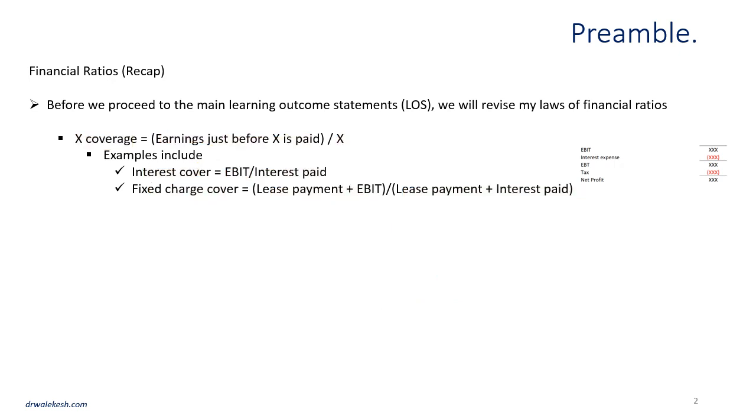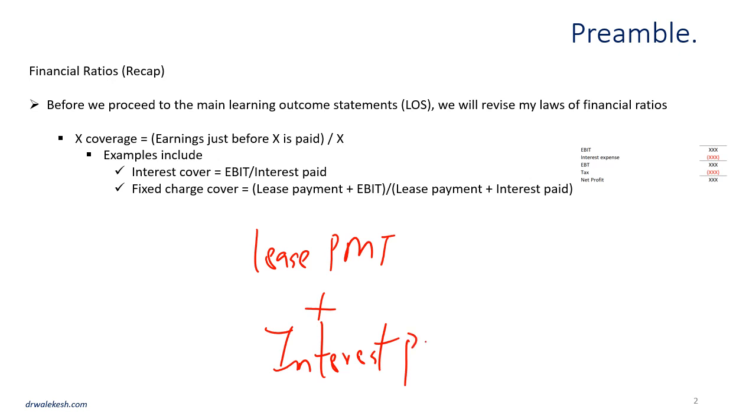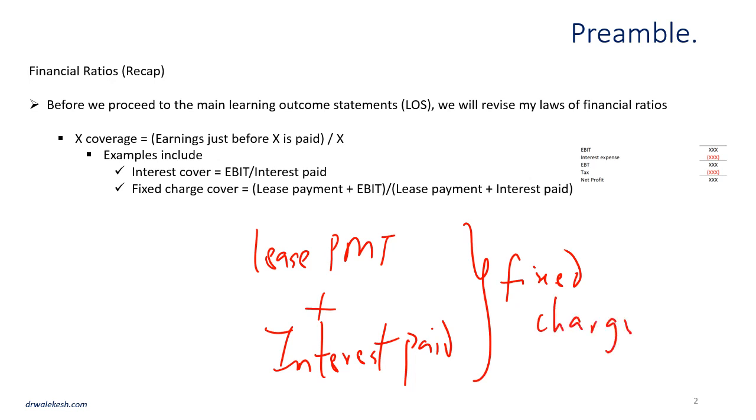Then the next is fixed charge cover. As far as a company is concerned, generally speaking, companies will have two fixed charges: lease payments, more or less like rent and so on, and the second will be interest paid. So for a company, there are two fixed charges. I can just simply call these fixed charges. So if you are looking at covering these fixed charges, what do you have just before the two fixed charges?